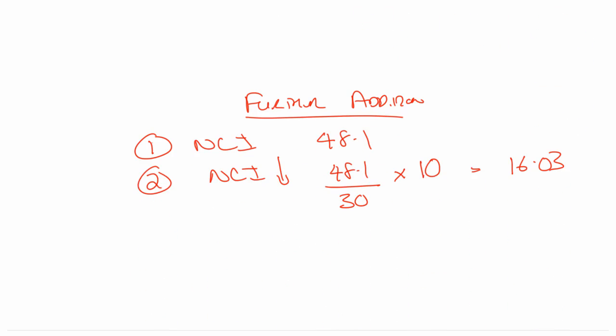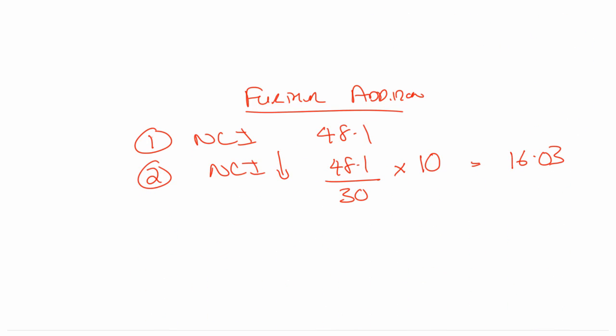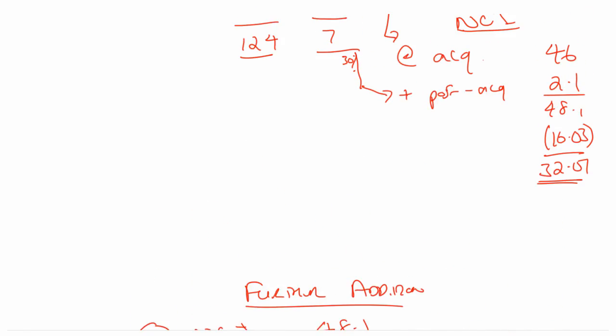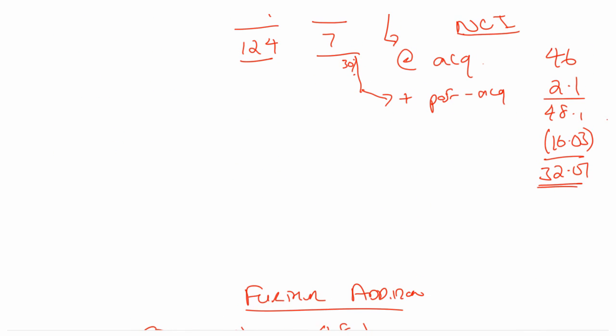Just go back to this further addition though. We've acquired 16.03 from NCI. We actually paid 19, so the difference of 2.97 must be a loss, and that loss goes to other reserves, which is quite nice because that's what we can now go and do. So we've got retained earnings to do and now this other to do.